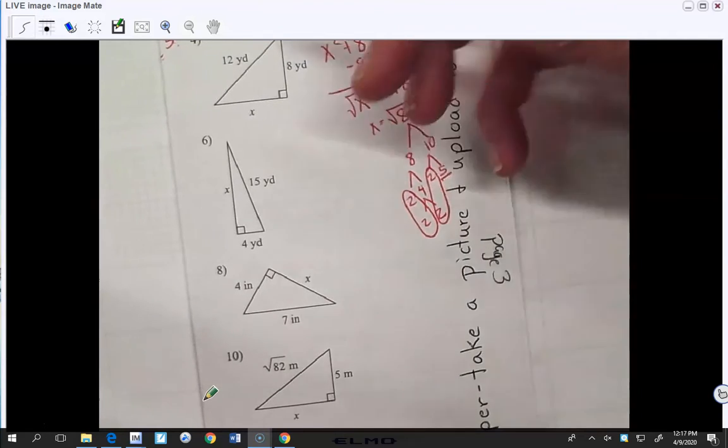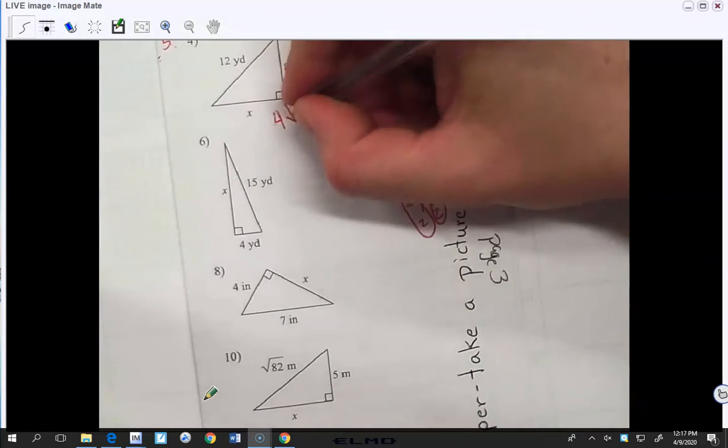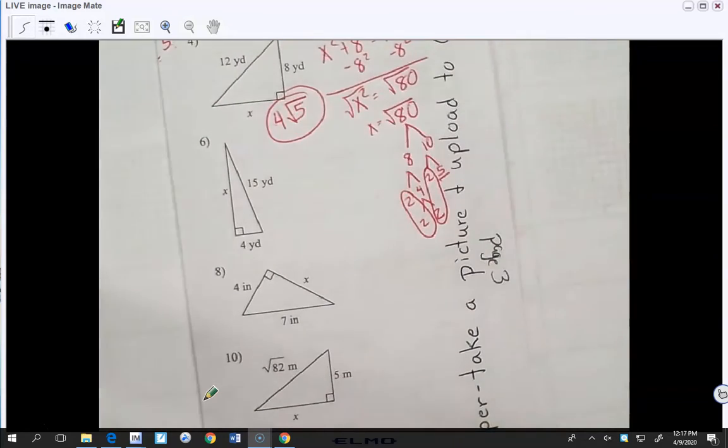So this 2 and this 2 come out, gives me a 4 on the outside, 2 times 2. The 5 stays in. And my answer is 4 root 5.